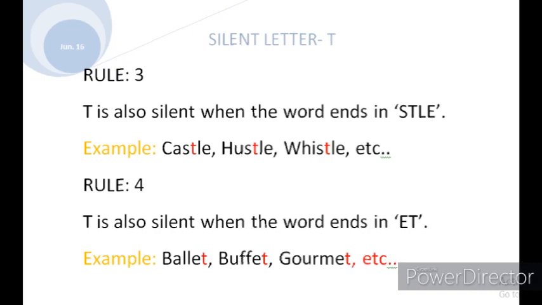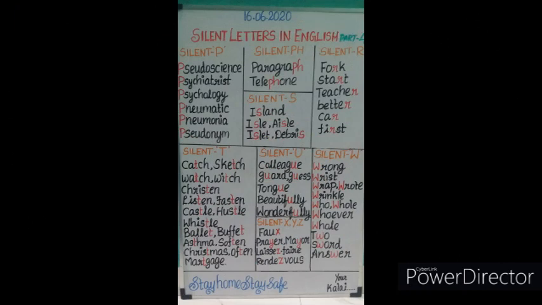Then other than these four rules, some random words are also there. For example, asthma. By spelling A-S-T-H-M-A, but we should not pronounce it as asthma. It is asthma. Then Christmas, then mortgage, then soften, then often. See, this word, we often read as OFTEN, but some people say often, and it is nothing wrong. But I used to pronounce it like often.